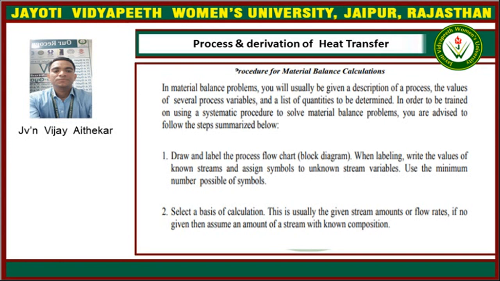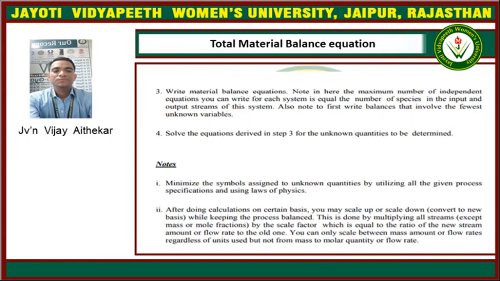It has the following steps. First, draw and label the process flowchart, that is, a block diagram. Second, select the basis of calculation. If the stream amount or flow rate is known, use it; otherwise, assume an amount of one stream. Then note the composition, write the material balance equations, and solve the equations derived to find the unknown quantities to be determined.